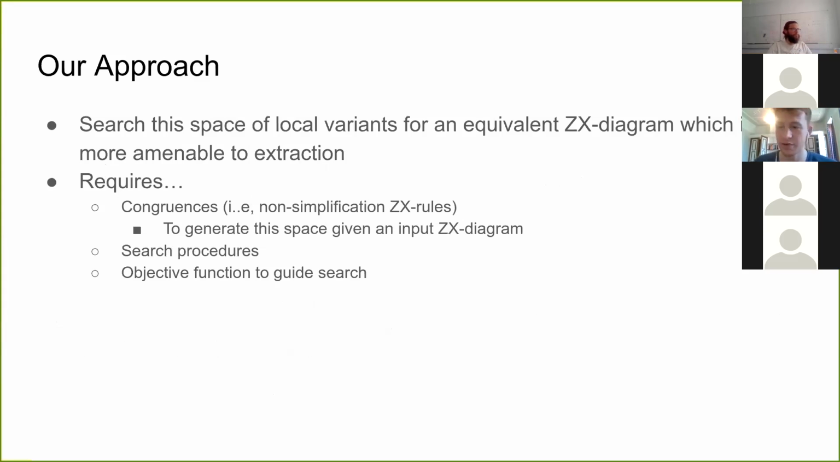Okay, so how did we take advantage of this? We want to search this space of local variants for an equivalent ZX diagram which is more amenable to extraction. To do this requires a couple of things. First is what we call congruences. These are just rules in the ZX calculus that are non-simplification rules, so rules that will just produce equivalent diagrams from which you can still extract a circuit, but help us search this space. The second is a search procedure. Given rules to generate this space, we need ways of actually searching the space because it's combinatorial. And then we also need an objective function to guide search.